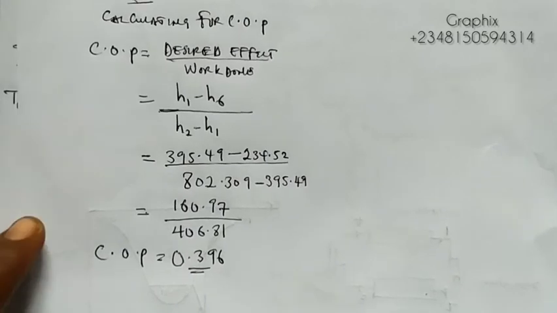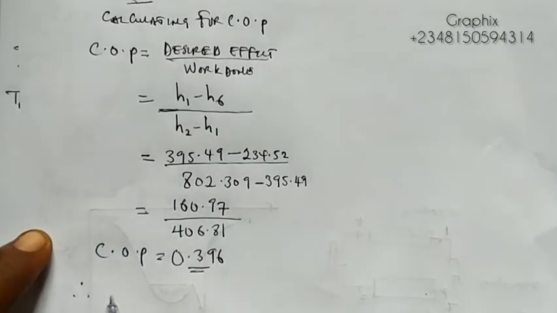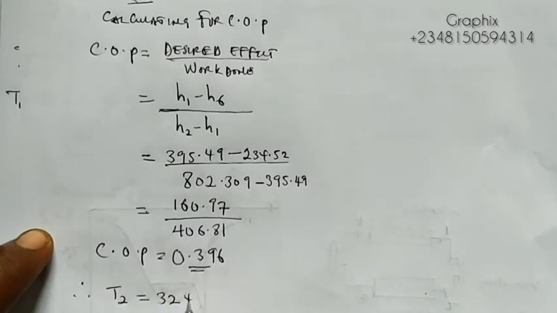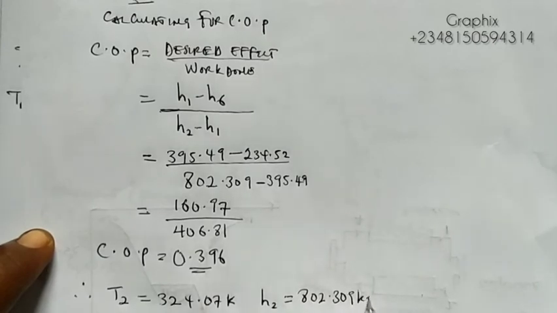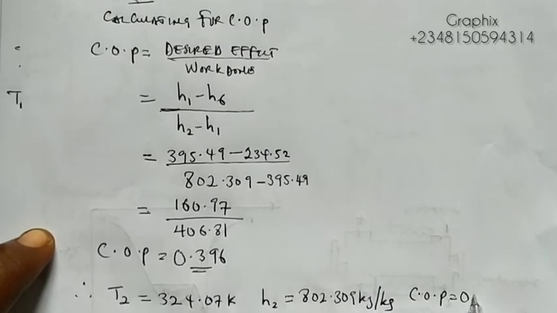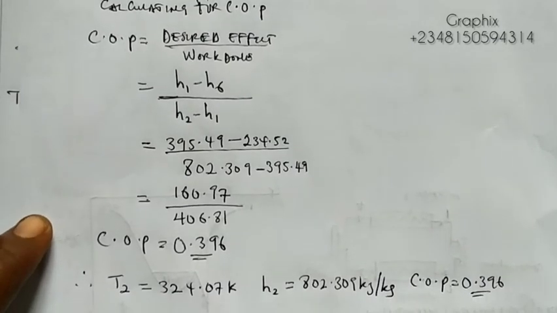Therefore T2 is equal to 324.07 Kelvin. H2 is equal to 802.309 kilojoule per kilogram, and the COP is equal to 0.396.